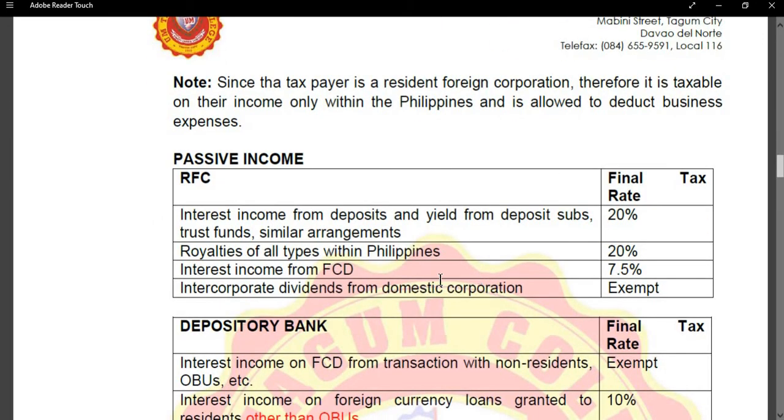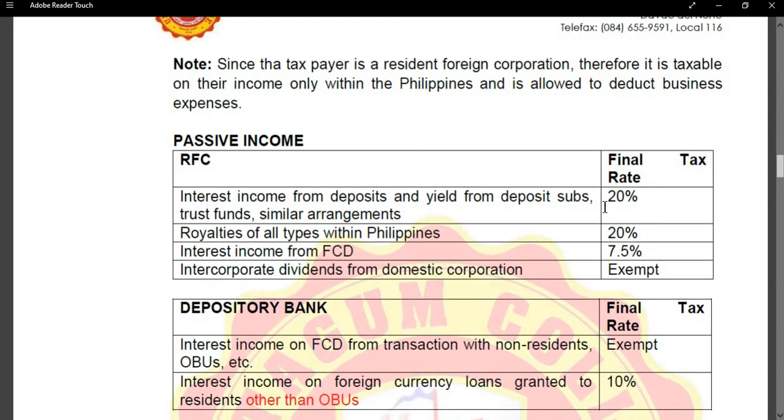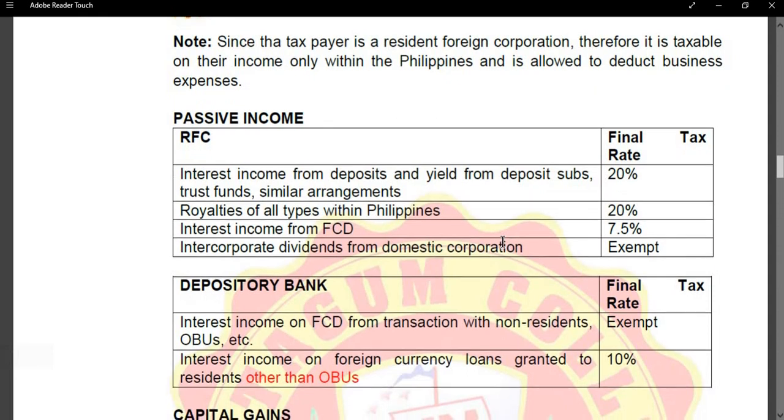Okay, so passive income for resident foreign corporation. Ayan, so interest income from deposits and yield from deposit substitute, trust funds, similar arrangement. So the same with the domestic corporation, which is 20% final tax. Royalties of all types within the Philippines, that's 20%. Interest income from foreign currency deposit. Different siya sa domestic corporation kasi sa resident foreign corporation, that's 7.5%. While for domestic corporation, this is 15%.